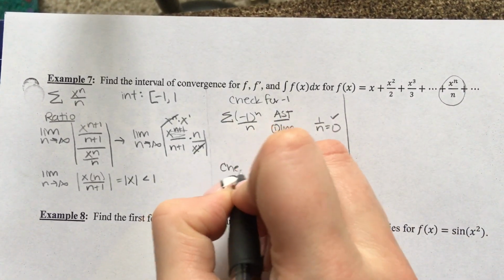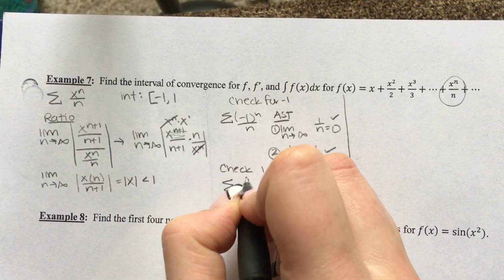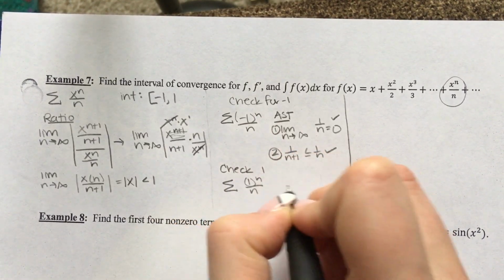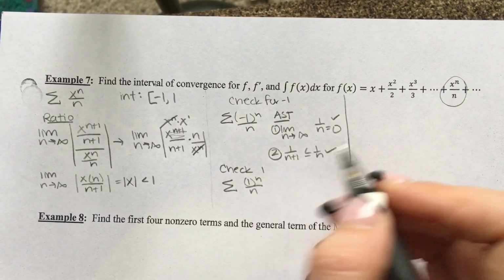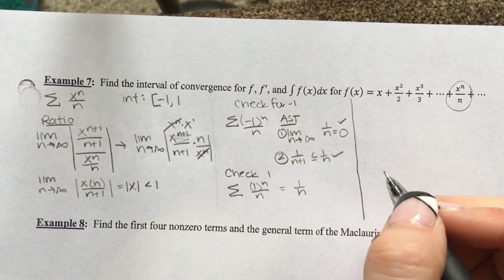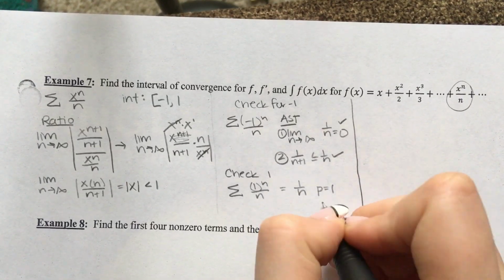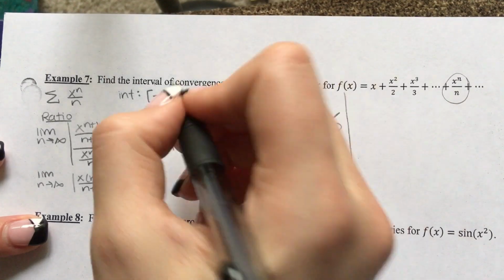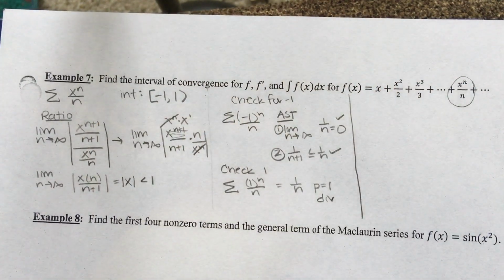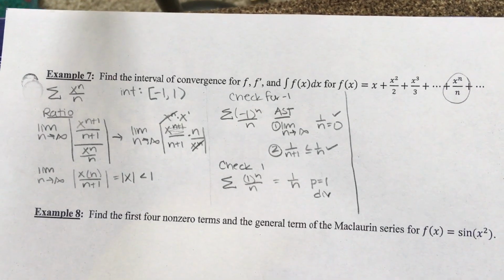Then I also want to check +1, so I've got 1 to the n over n, and this right here, that would always be 1, so this is 1 over n. That is a harmonic p series. That's a p series where p equals 1, and that means that it diverges. So we're going to have a parenthesis there. Okay, hopefully I can take less space for these other ones.